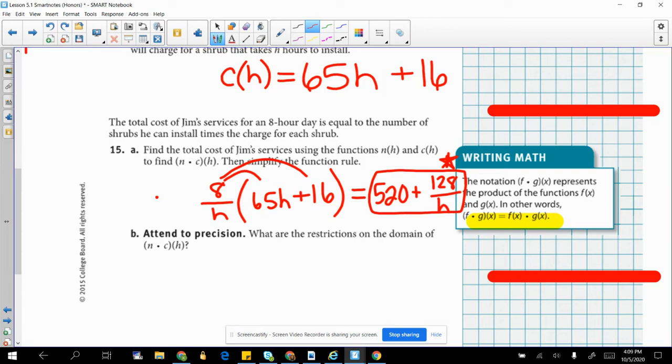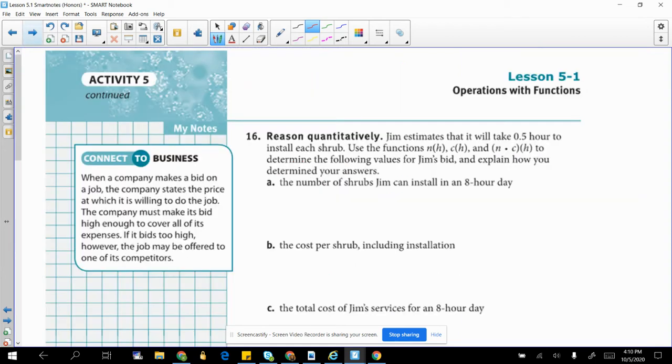And again, the restrictions on the domain here still have to be h is greater than 0 because we still have the h in the denominator here. Cool. Moving right along.